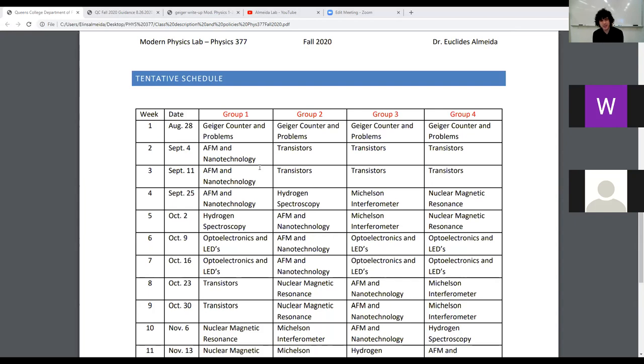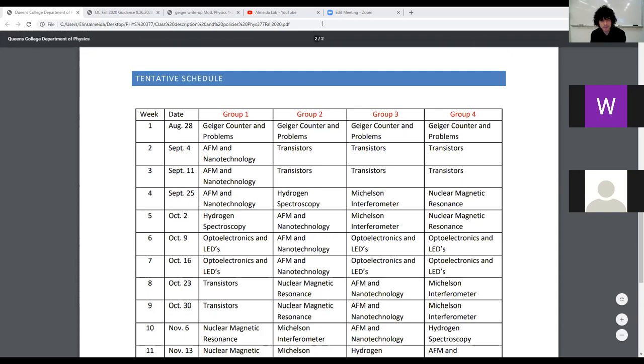So if you prefer to work in a group of 2, please send me a message. Tell me, I prefer to work in a group of two, or I prefer to work alone. Because there are some advantages and disadvantages of working alone or in a group. Many experiments are very hard to perform, in particular the AFM and the Michelson interferometer. So it's nice to work with someone and exchange ideas. But if you want to work alone, just let me know. You can reply privately in the chat.